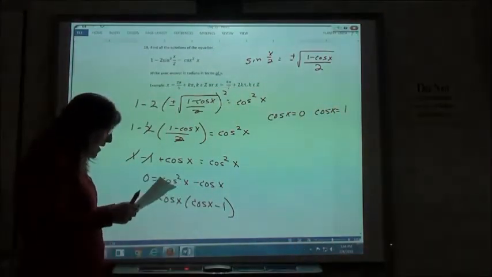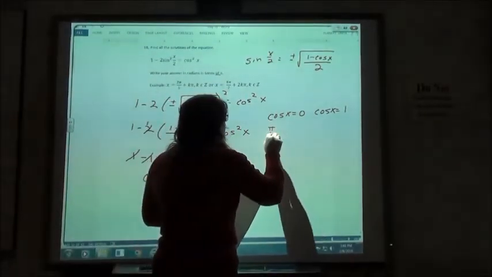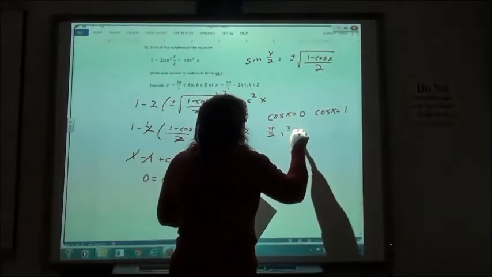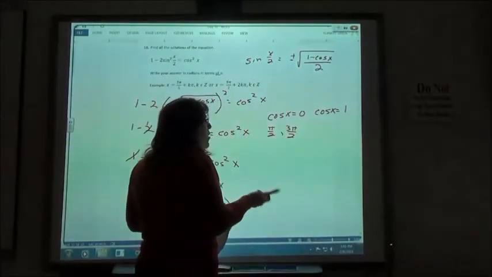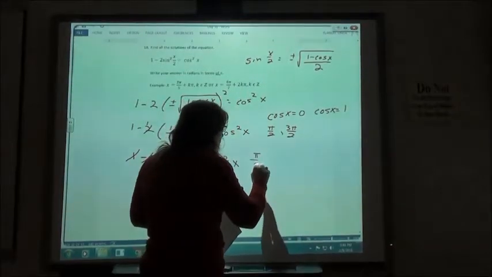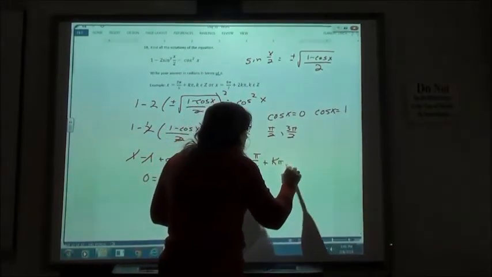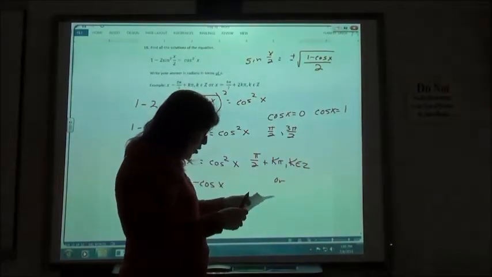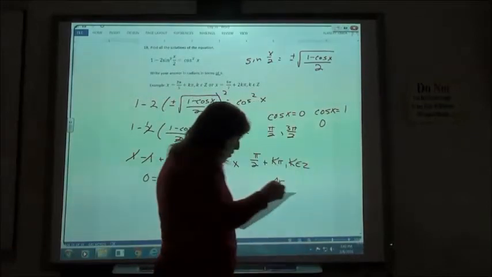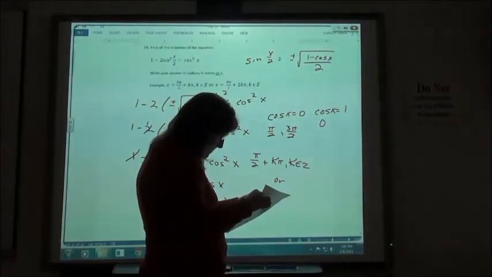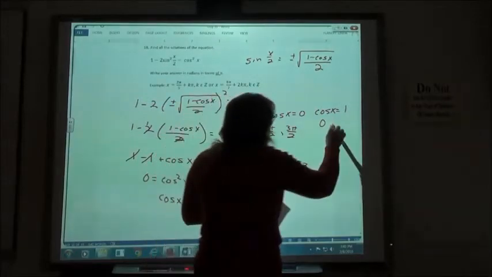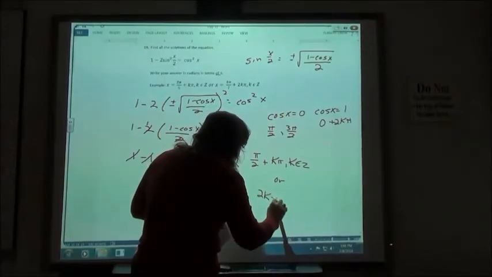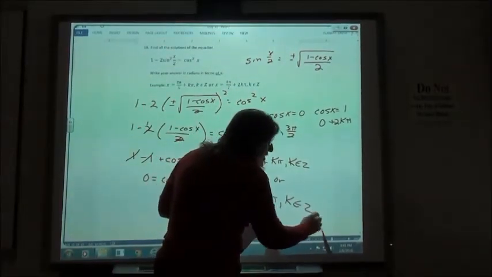So looking up where the cosine equals 0. Pi over 2 and 3 pi over 2. Again, those two are ones you can combine. They're 180 degrees apart. So pi over 2 plus just k pi, with k being an element of z. Cosine of x equals 1. Cosine of x equals 1 at 0. So 0 plus 2k pi just gives us 2k pi, with k being an element of z.